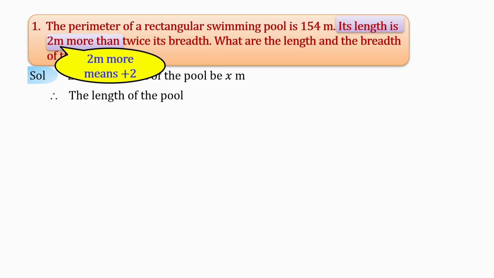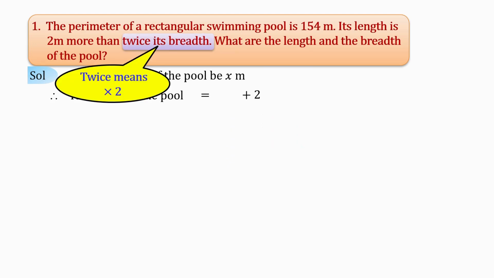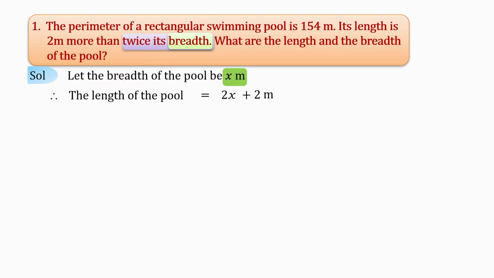So the length of the pool is equal to plus 2. Now plus 2 more than what? That is twice its breadth. Twice means multiplied by 2, so multiplied by 2 with the breadth. Breadth we have considered as x. So that is 2x plus 2 meter.